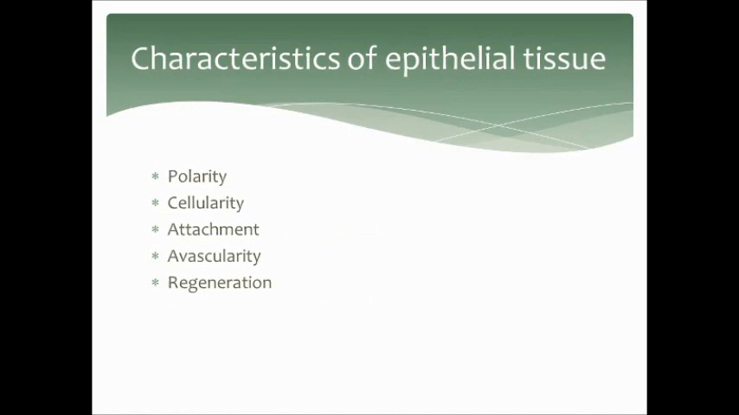Epithelial tissues have certain characteristics as well. They have polarity because they have 2 different surfaces: the apical surface that's going to be in contact with the external or internal environment, depending on where these epithelia are. If it's the skin, then it would be the external environment. And if it's on the inside of our bodies, it would be our internal environment. They also have a basal surface that's going to attach to other tissues like connective tissues.